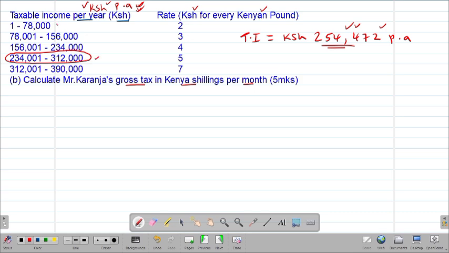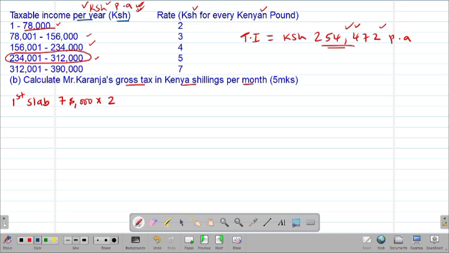That means we'll tax the first bracket, second, third, then the remaining amount will be taxed in the fourth slab. Therefore, we start with the first slab. We'll just pick the amount that is here, 78,000. Then, of course, this should be multiplied by our tax rate, which is 2 shillings.